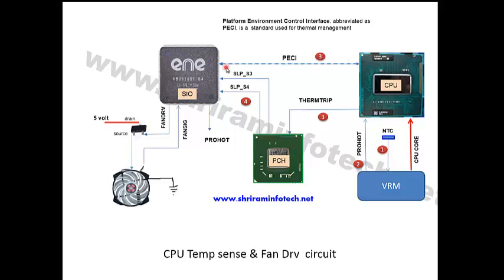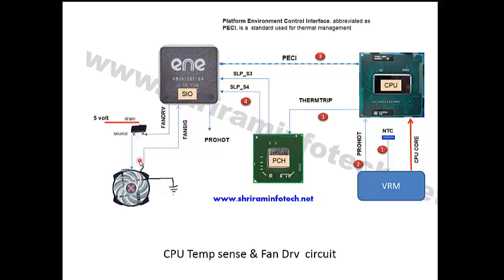So the CPU temperature is informed to the SIO, and then accordingly the SIO drives this fan. This fan basically has 3 pins. One, black, is ground, another, red, is for the 5 volt, and the third pin is the yellow pin, that is basically a feedback pin.